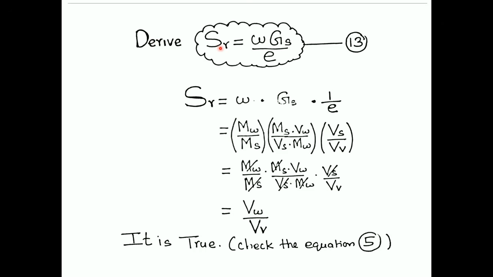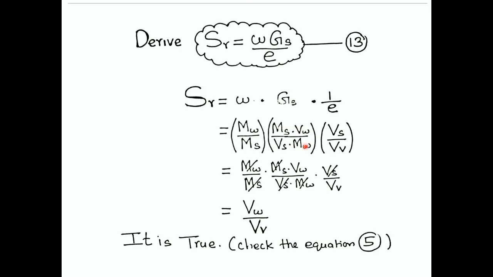Derive SR is equal to W Gs over E. Equation number 13. Derive this equation, that is, degree of saturation is equal to water content into specific gravity over void ratio. How to derive? SR is equal to W, Gs, 1 over E. Instead of W, the definition of W is mw over ms. Gs, the definition of Gs, is ms Vw over Vs mw.